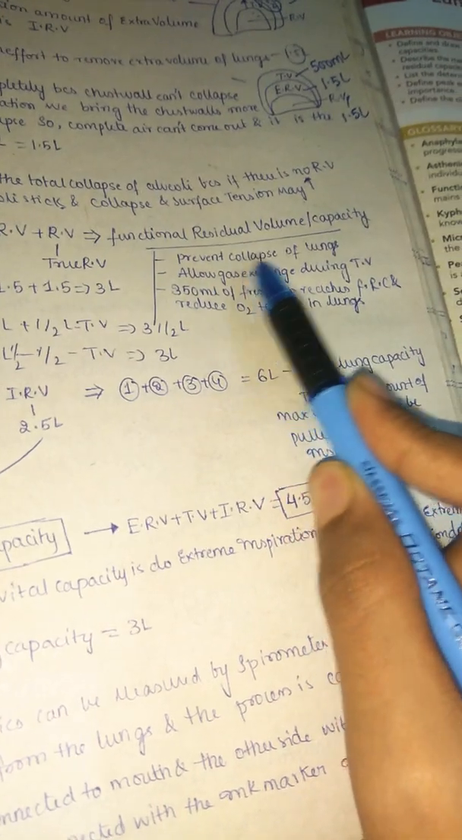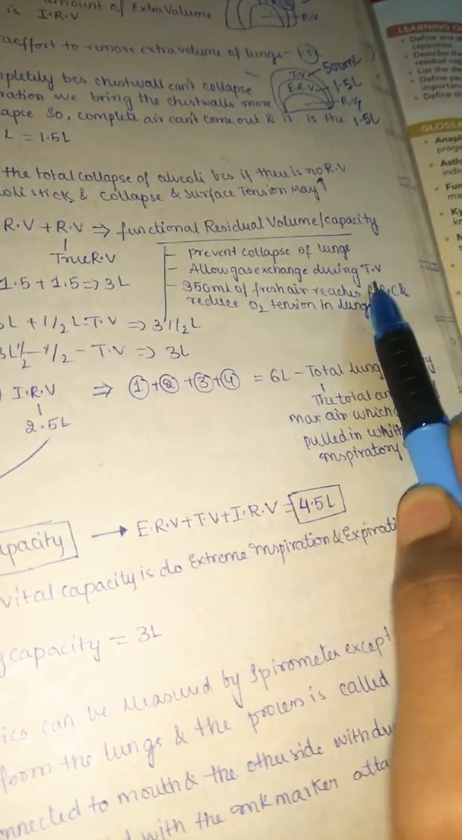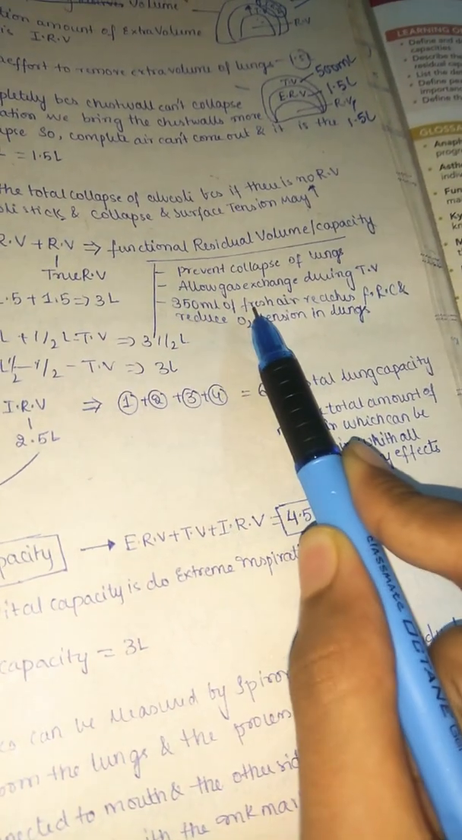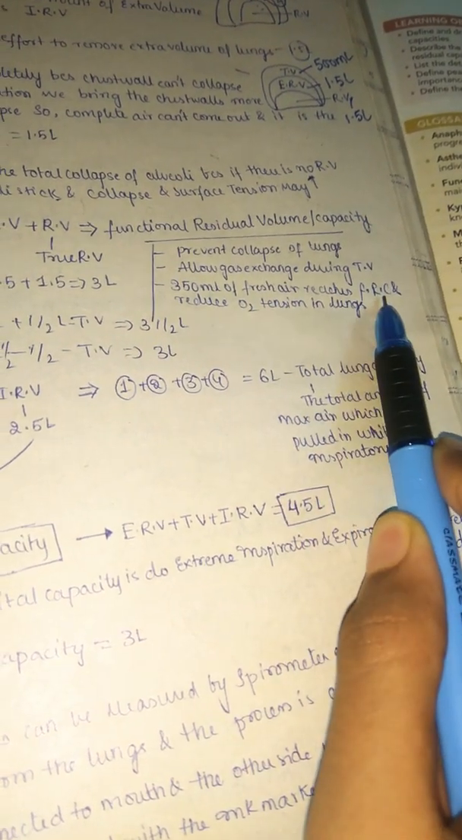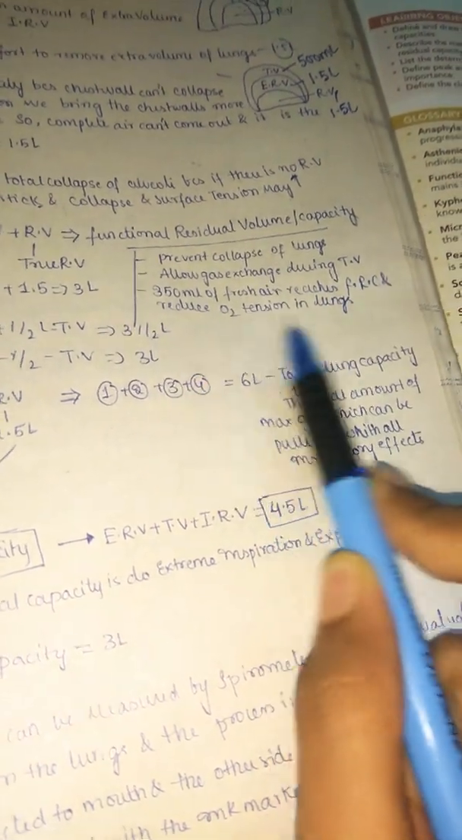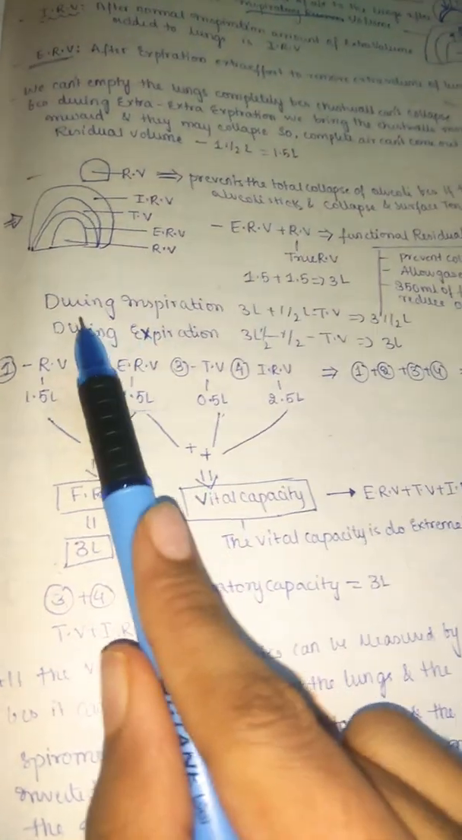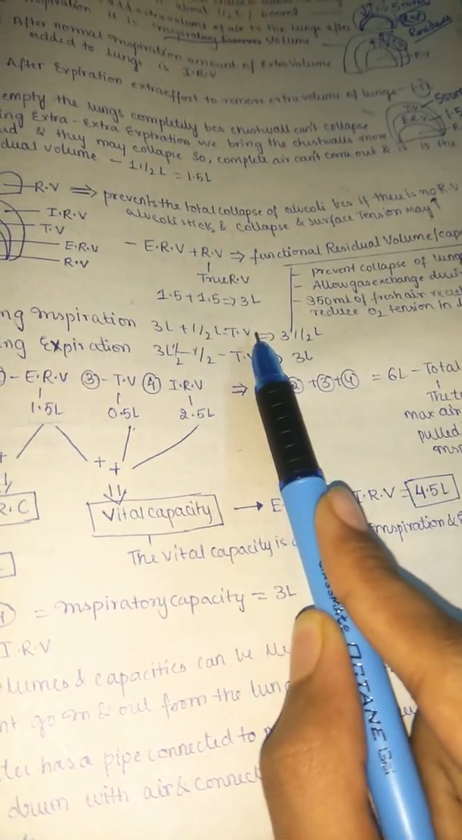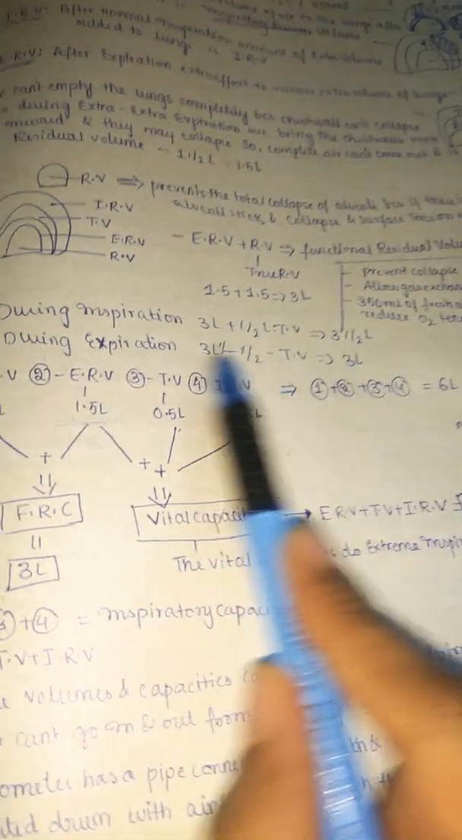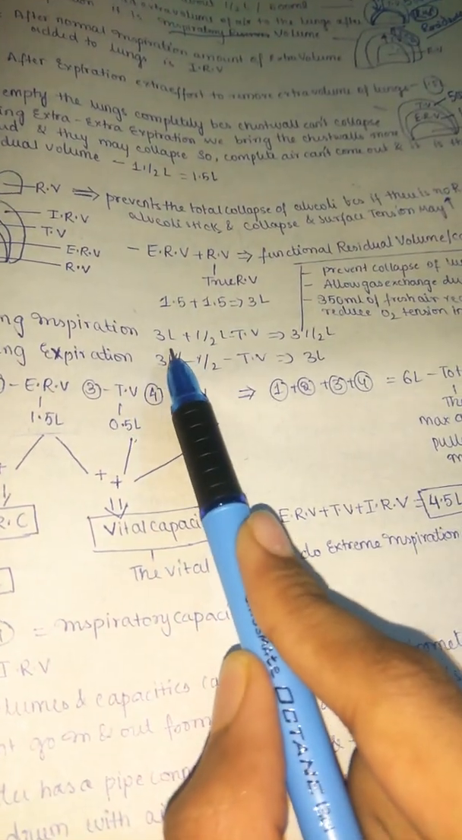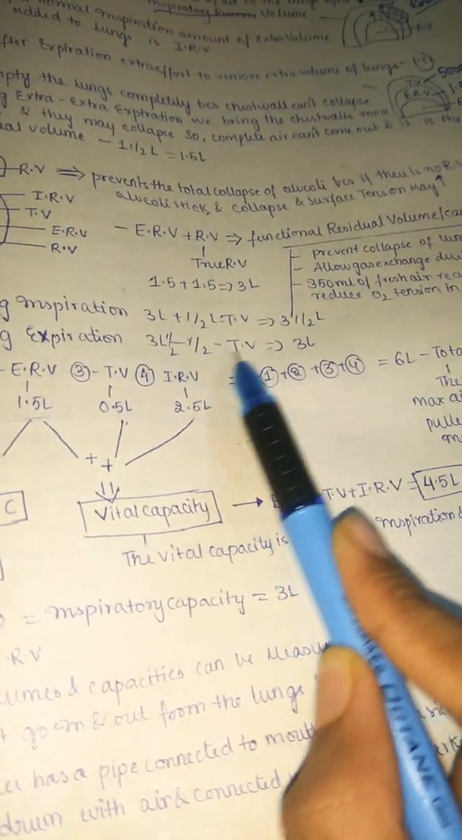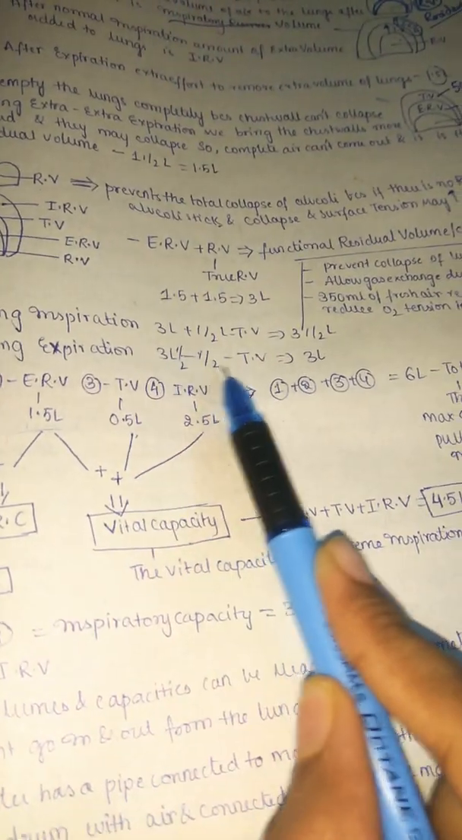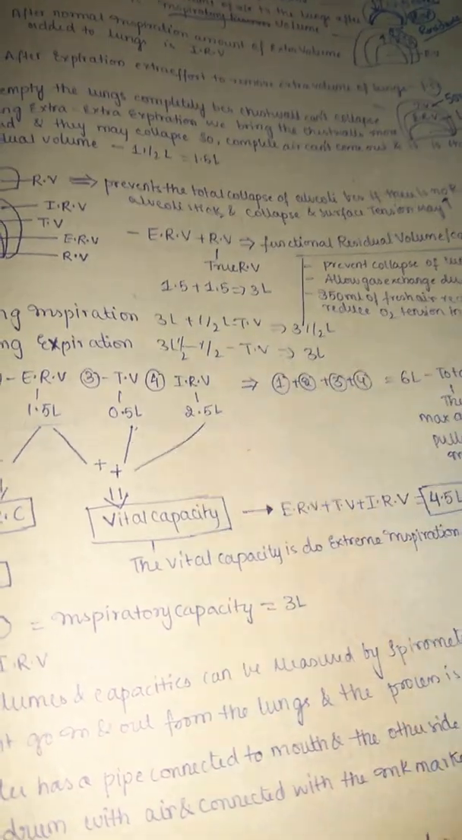So they mainly prevent the collapse of lungs, and they allow gas exchange during tidal volume, and the 350 milliliters of fresh air reaches the functional residual capacity and reduces the oxygen tension in the lungs. So during inspiration, 3 liters plus half liter of tidal volume gives a total of 3.5 liters, and during expiration 3.5 liters minus half liter gives 3 liters.